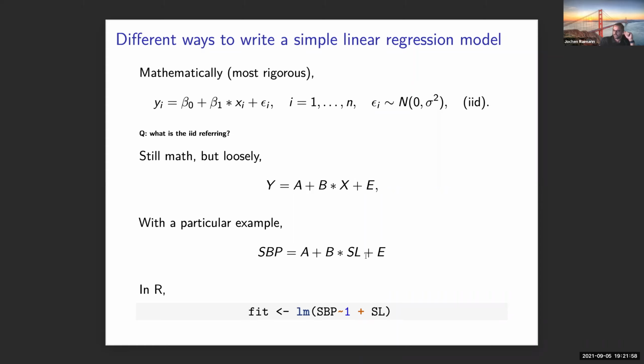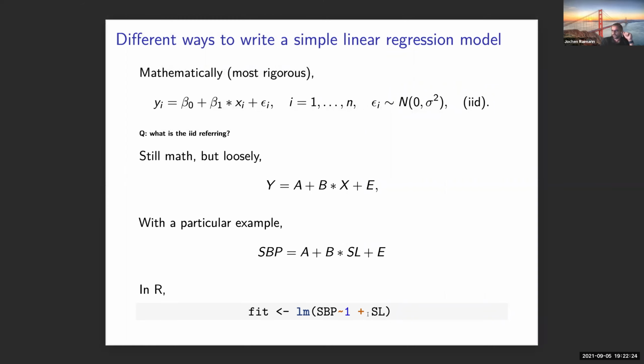lm SPB as a function of, so the tilde indicates "as a function of", 1, indicating the intercept, plus SL. So you basically use a depiction format that corresponds with the mathematical format. So we are trying now to test this alternative hypothesis. So is blood pressure related to blood sugar level?